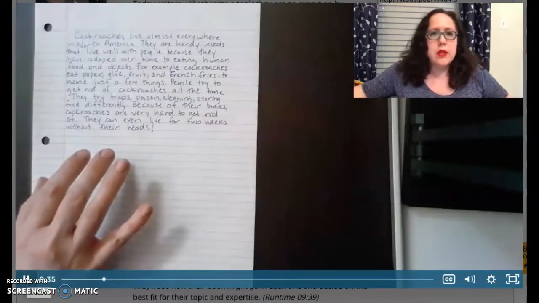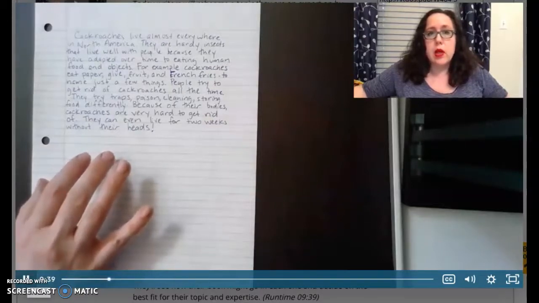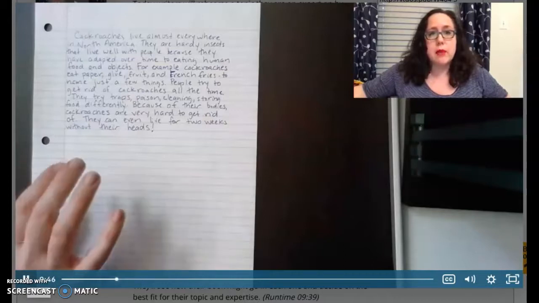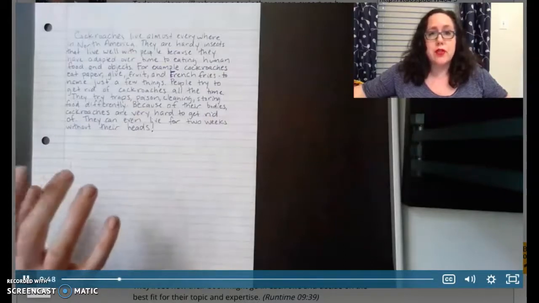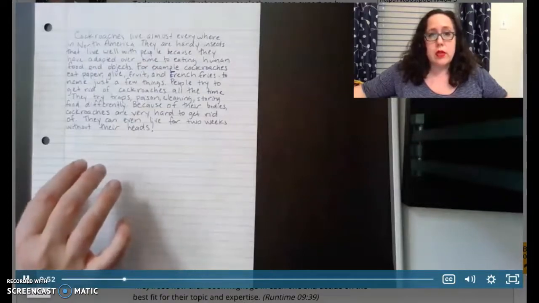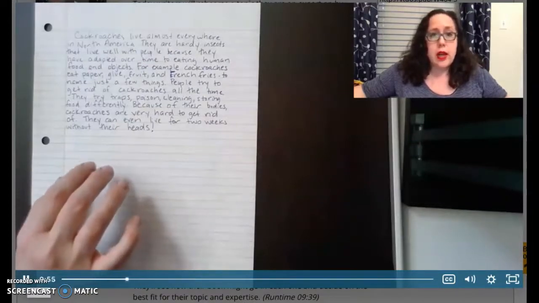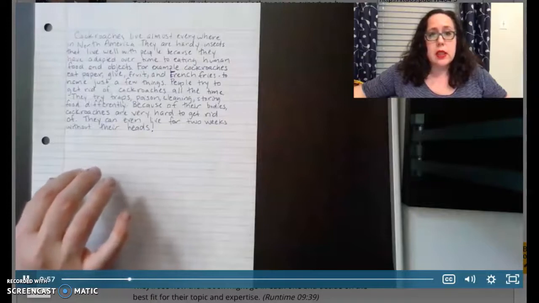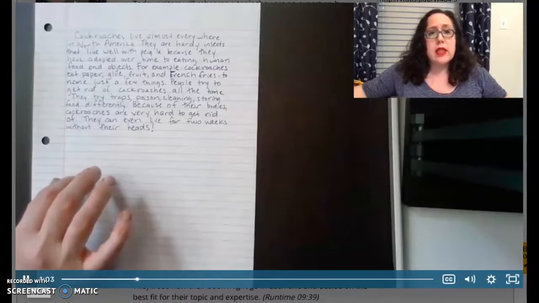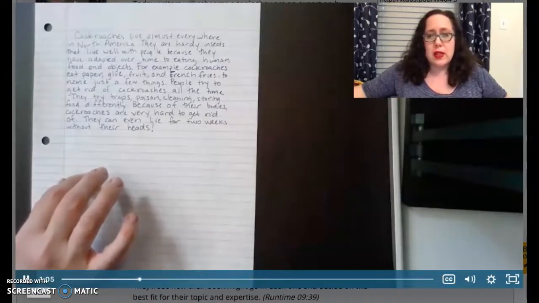Cockroaches live almost everywhere in North America. They're hardy insects that live well with people because they have adapted over time to eating human food and objects. For example, cockroaches eat paper, glue, fruit, and French fries, to name just a few things. People try to get rid of cockroaches all the time. They try traps, poison, cleaning, storing food differently. Because of their body, cockroaches are very hard to get rid of. They can even live for 2 weeks without their heads.